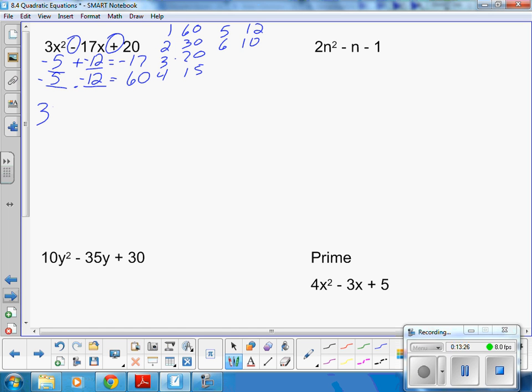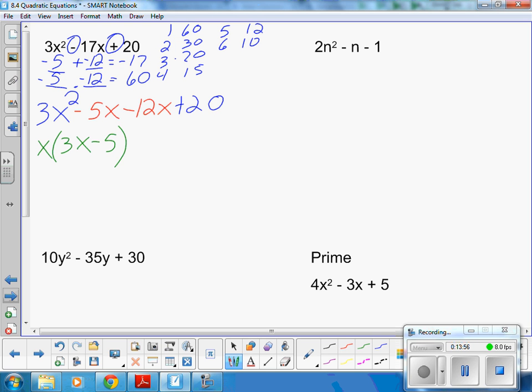So that's going to be 3x squared. I'm going to write this a little different here. Minus 5x minus 12x plus 20. Okay, why did I put those in red? Just to give you a visual. Okay, my first two terms, I'm going to factor an x. So x, and that's going to be 3x minus 5.